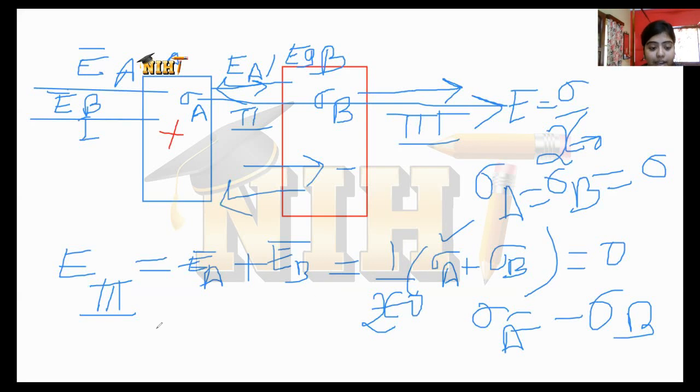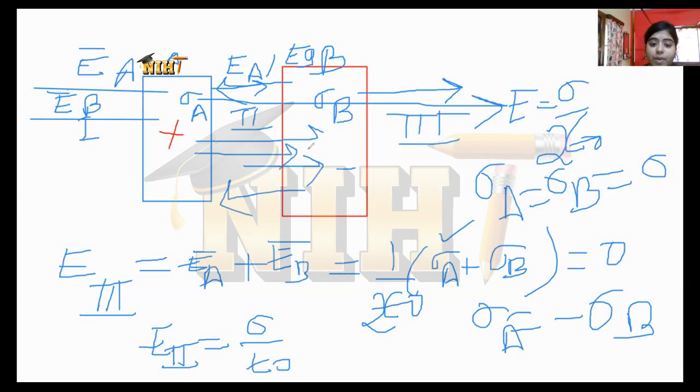So in region 2, the net electric field intensity becomes sigma by epsilon naught. So the electric field intensity in between these two plates is sigma by epsilon naught, right? And on the left side of plate A or the right side of plate B, the electric field intensity is 0.